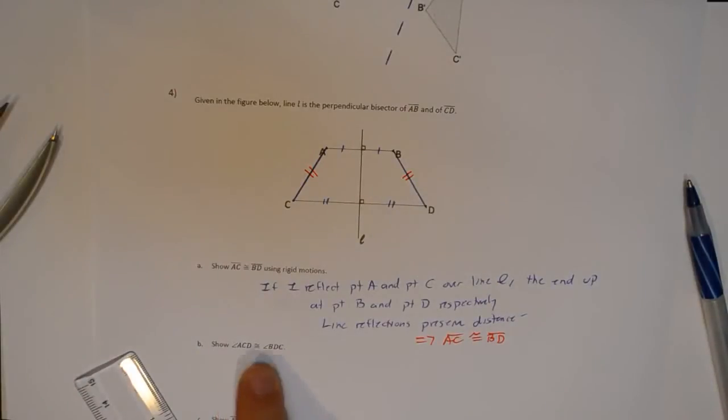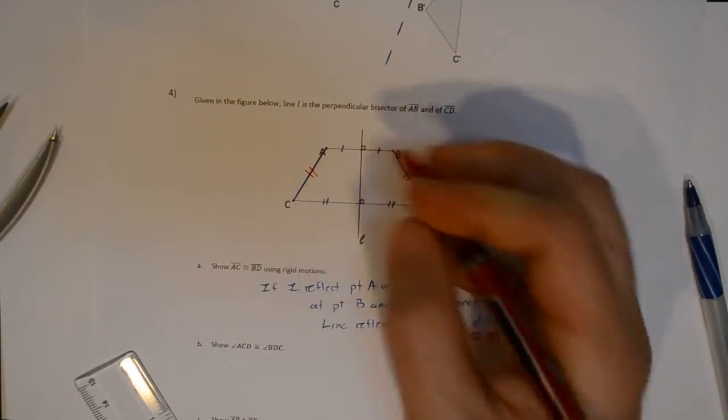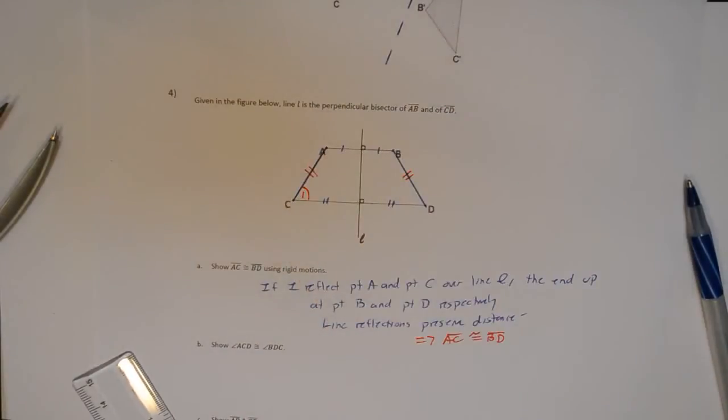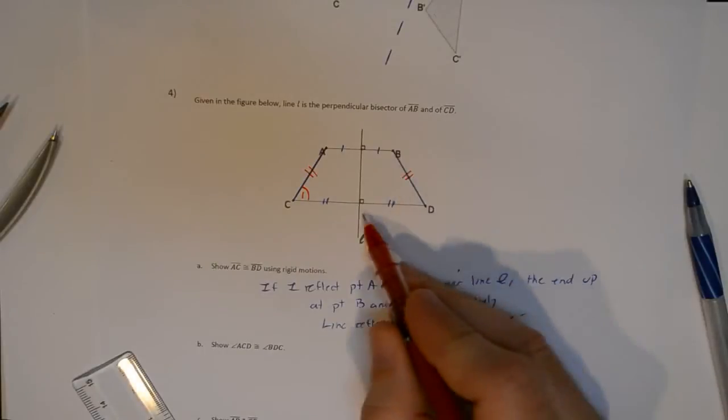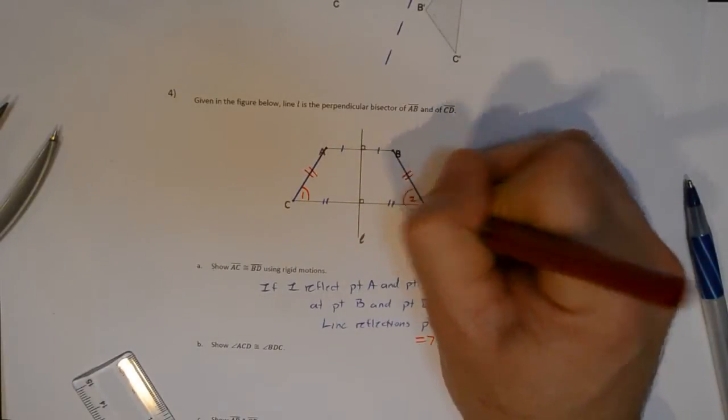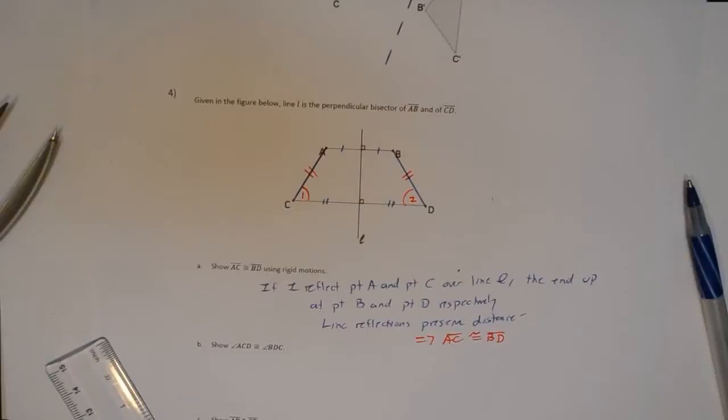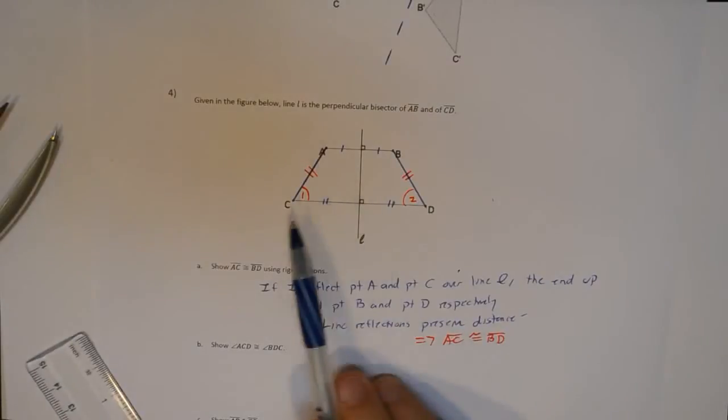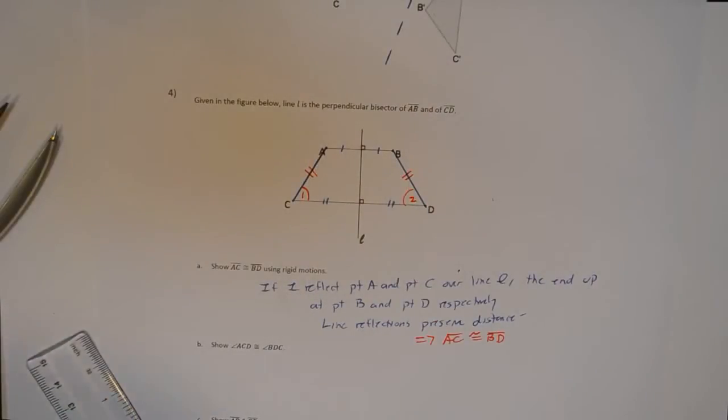Show angle ACD is congruent to angle BDC. Okay, well, angle ACD would be this angle over here. Right, we'll call it angle 1. And BDC would be this angle over here. We can call that angle 2. Well, there's a couple of ways we could argue that those are congruent. I see an isosceles trapezoid here, so that might be a nice way to argue that those are congruent.